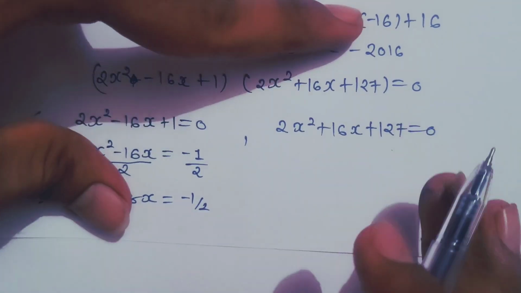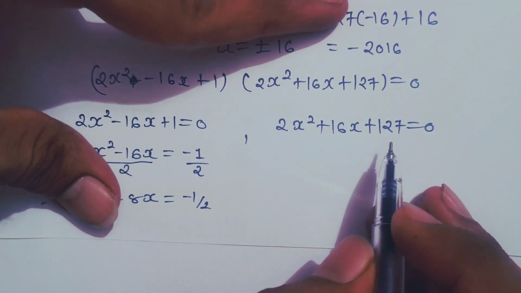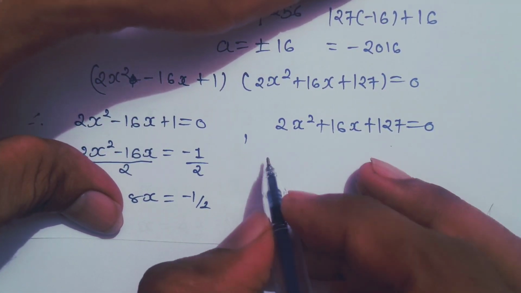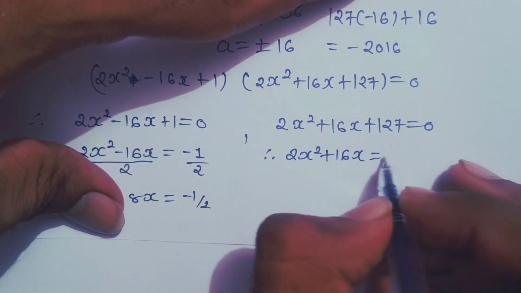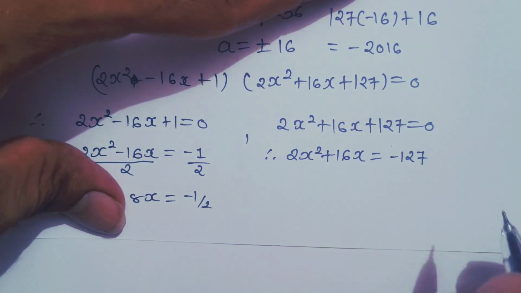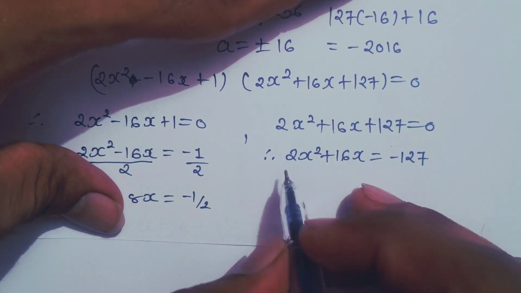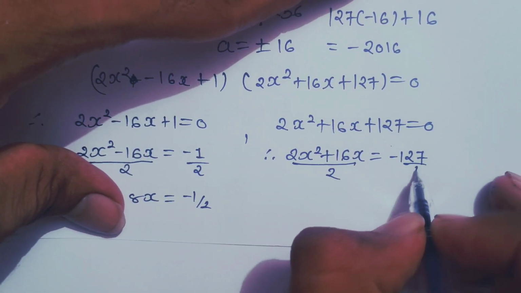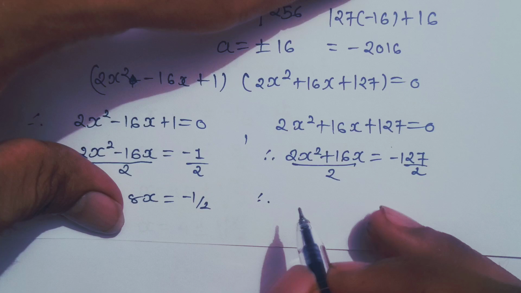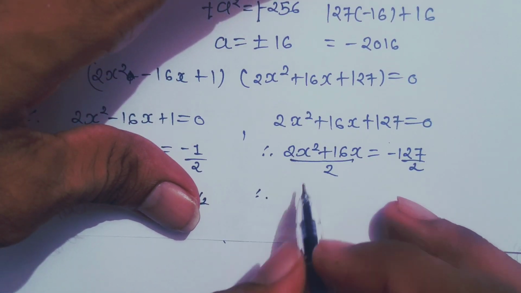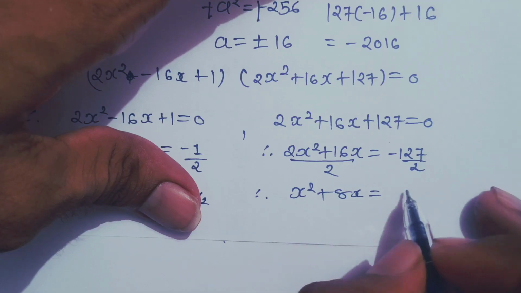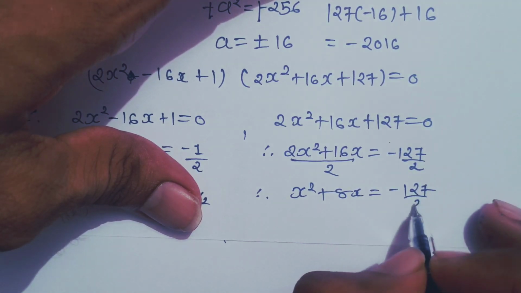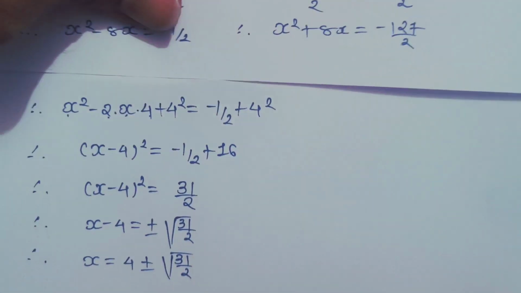Now the second one, 2x square plus 16x plus 127 equal to 0. Therefore 2x square plus 16x equal to minus 127. Clear? Now again divide both sides by 2. This divided by 2, this divided by 2. Now this divided by 2 gives x square only. This again 8x equal to minus 127 upon 2. Now again create a perfect square term here.